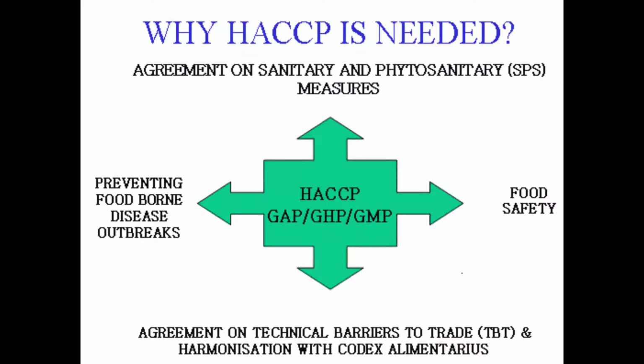Why is HACCP needed? It gives safety for the food product. First of all, we have to prevent foodborne diseases, so that is why we need HACCP. Food safety is another main thing. It also provides good hygienic practices, good manufacturing practices, and good agricultural practices. The main reason is that it gives safety and prevents foodborne diseases which may cause severe conditions to human beings. So that is why we need HACCP.